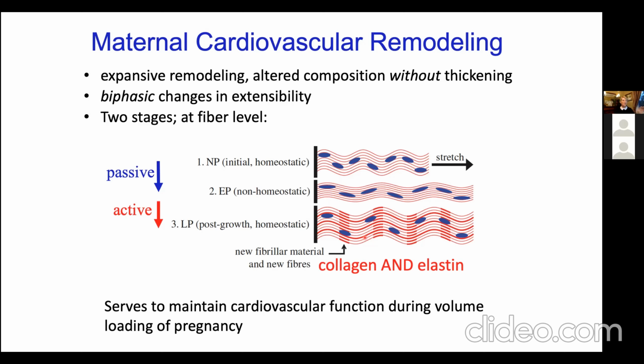So you end up with a material that mechanically behaves the same as it did in the non-pregnant state, but a tissue that's much larger and has a completely different structure. Why is this happening? This obviously all serves to maintain cardiovascular function in the maternal circulation during this volume loading of pregnancy.